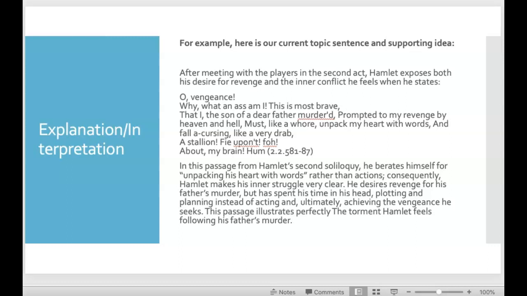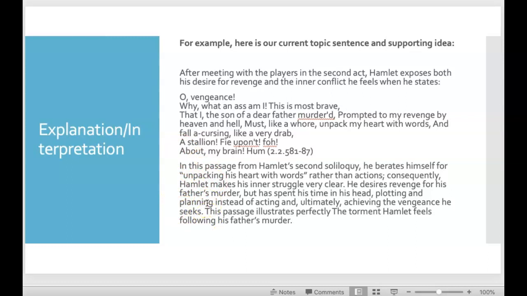So here in our explanation, it gets broken down that, okay, this is a soliloquy. He's berating himself. He's dealing with an inner struggle. We see that he seeks revenge, and we see how this illustrates Hamlet's inner torment that is happening. So here we have a great start to a paragraph where we have our topic sentence, we have our evidence, and then we have our interpretation.